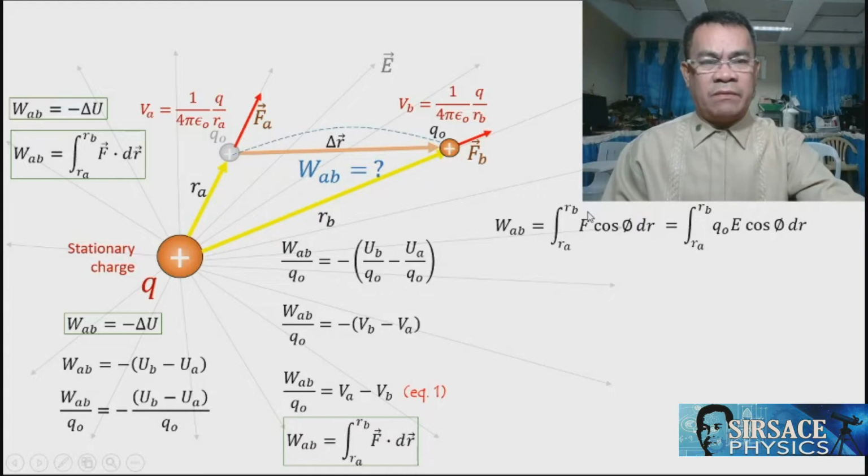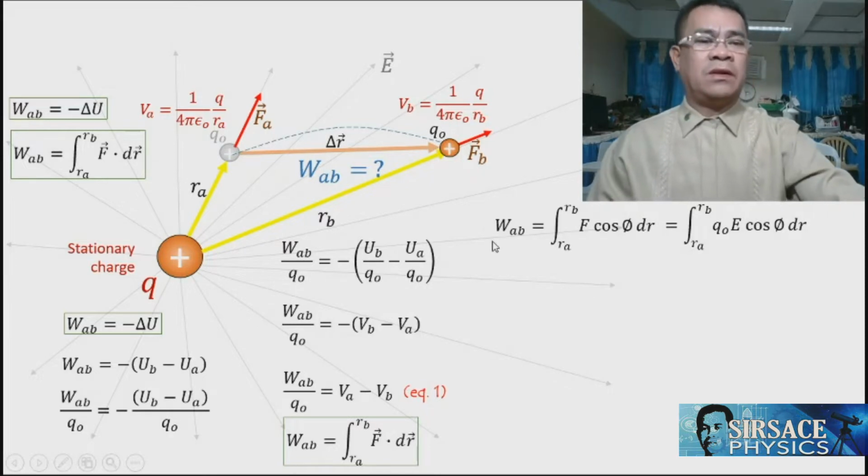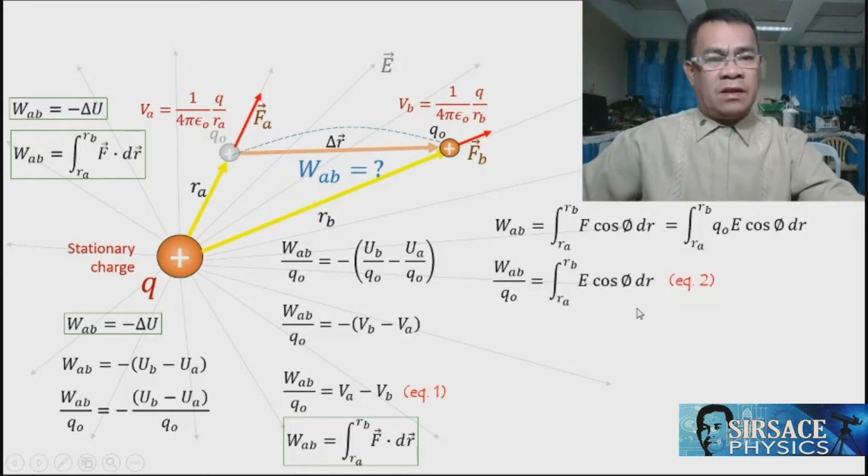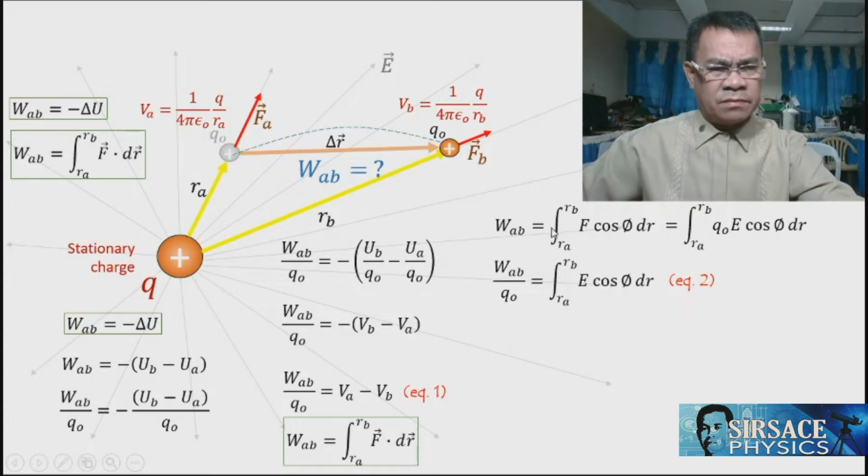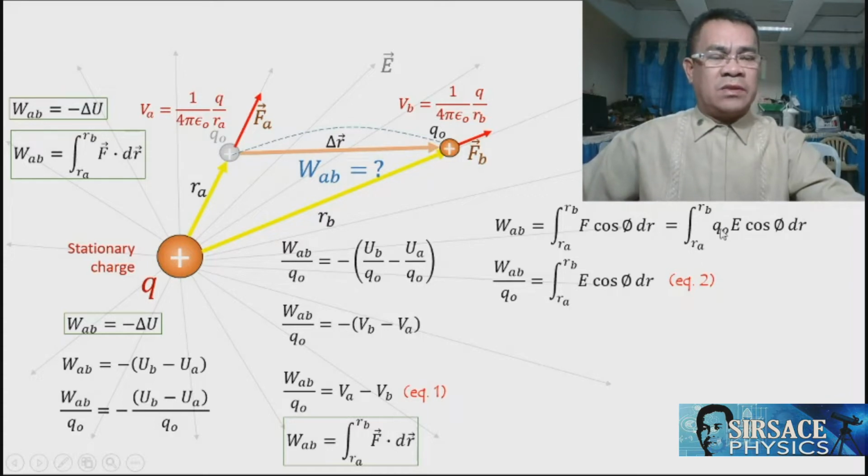Now we can replace this with Q naught multiplied by the electric field. This Q naught will not change, so the only variable that changes is the electric field, which keeps on changing while the particle travels from point A to point B. So again, we divide both sides by Q naught. Take note, this is constant, so we can move it outside of the integral sign, because integrating a constant remains constant. Then divide both sides by Q naught, and this will be the result.